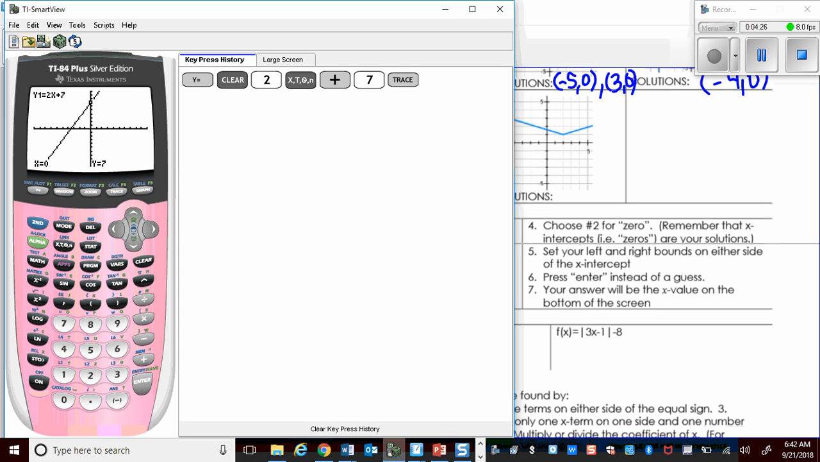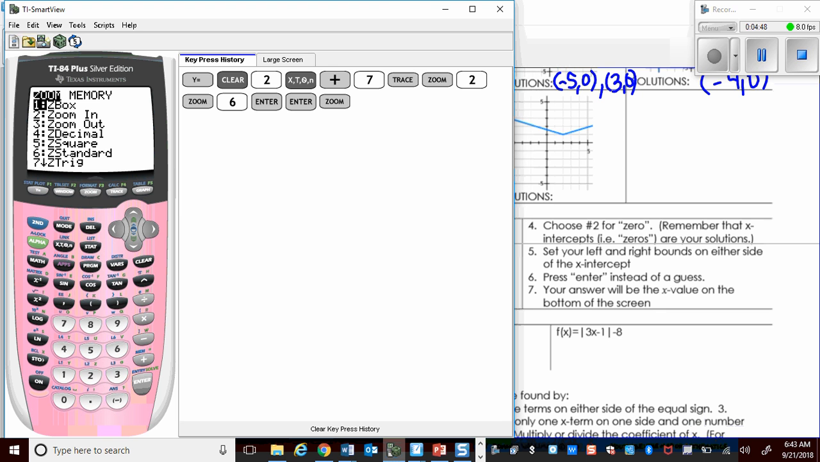So what you can do, we're going to follow directions starting with step 2. We're going to press zoom, then number 2, and that didn't work. Press zoom 6, and it zooms in. If you press enter, we're zooming in. And it's not zooming in the way I need it to.